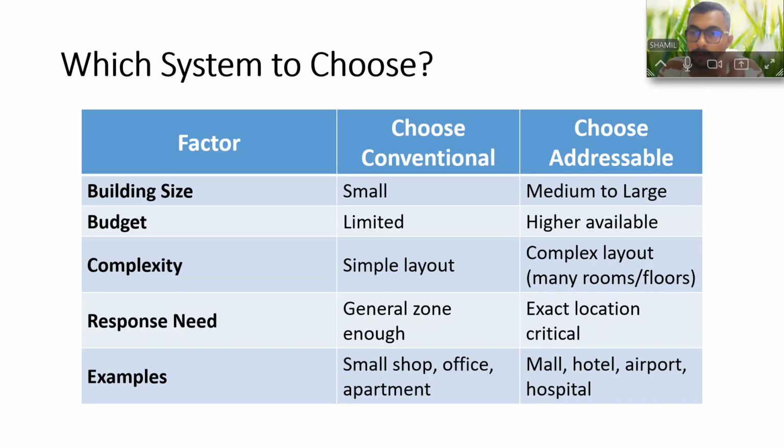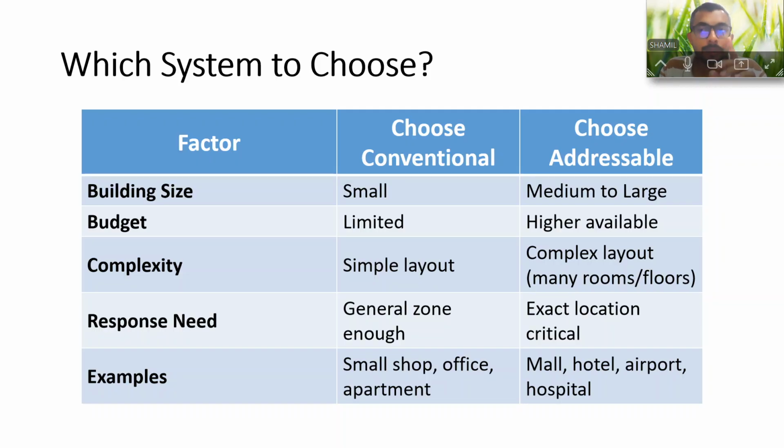Now, how do you choose your system? In order to choose your system, we consider several factors. The first factor is the building size. If your building is small, you can choose a conventional system. But if your building is medium to large, then it's better to choose addressable, because the number of devices will be more, and the conventional panel might not have the capacity to handle so many devices. So it's better to go for an addressable system.